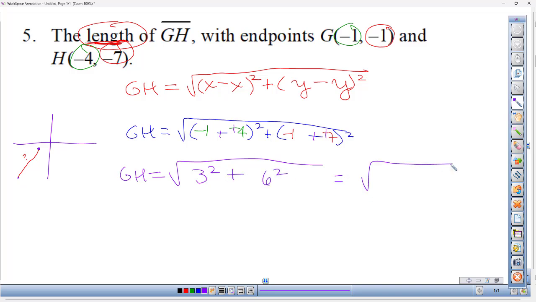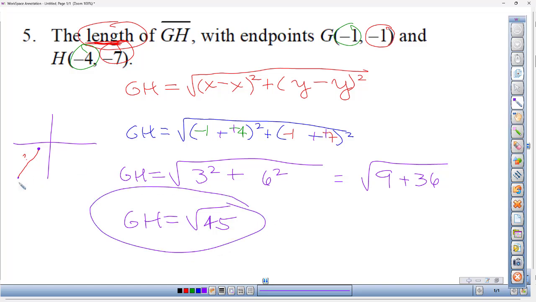So what does this give us? 3 times itself, that's 9. And 6 times itself, that is 36. And that means it all adds up to square root 45. And that would be how long this is, right? If it was square root 49, it would be 7. So this is just a little bit less than 7, maybe like 6.8, something like that. But all we would do is write square root 45.